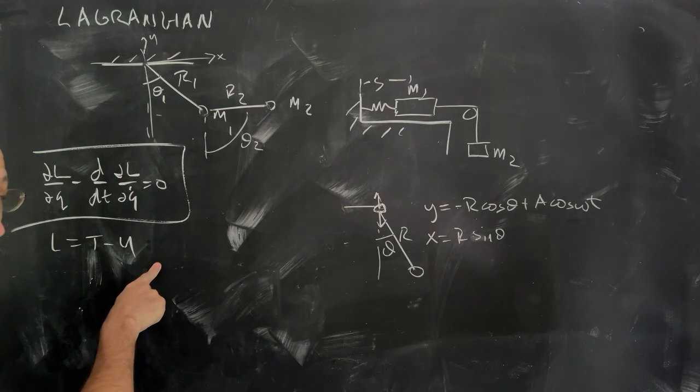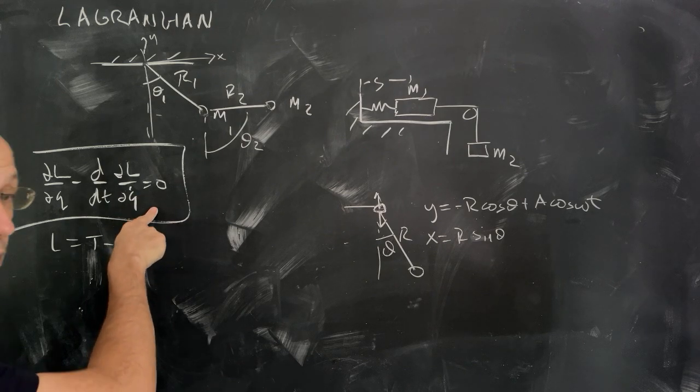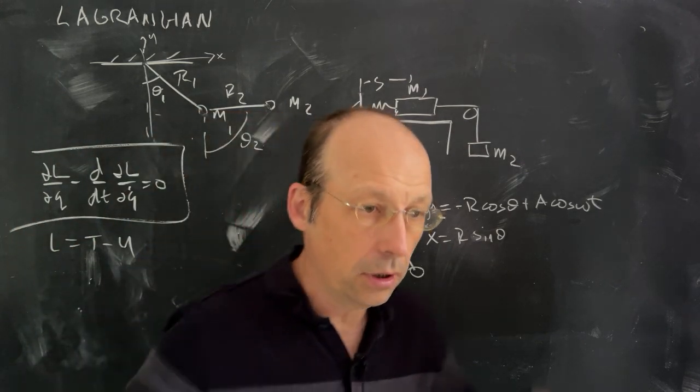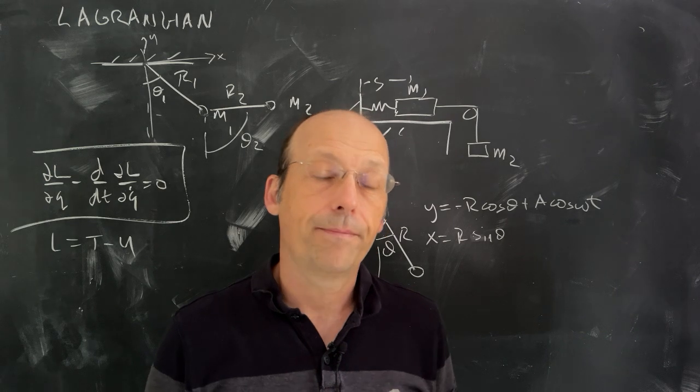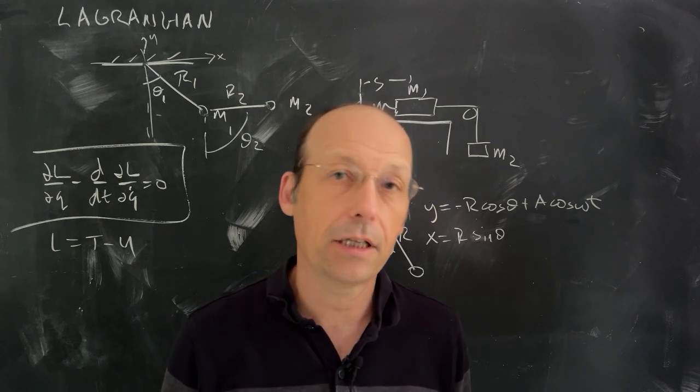So this is the Lagrangian. That's the Euler-Lagrange equation, and we can use that to find our equations of motion. Whew, okay, I know that's a lot, but I'm excited about doing some problems.